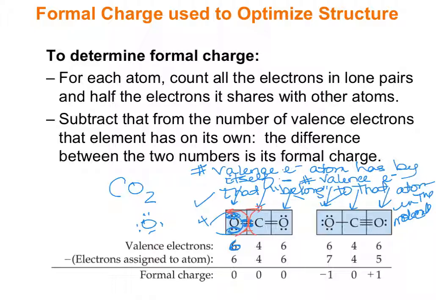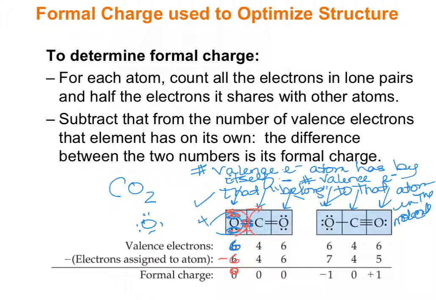And so that brings us to oxygen. How many electrons belong to it in this structure? 1, 2, 3, 4, 5, 6. So in this structure, oxygen has a 0 formal charge. That's good. It's a good thing.